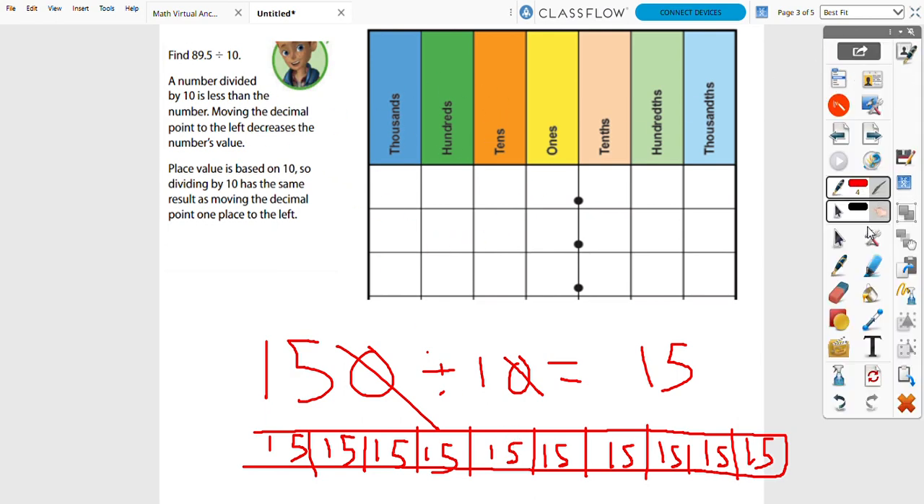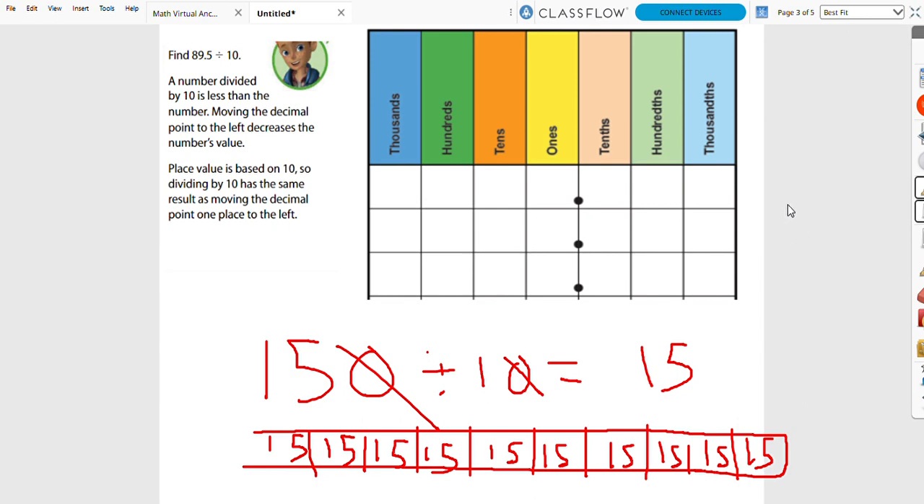I'm not always the biggest fan of red, and we're moving to blue. We have 89 and 5 tenths. I put this here because I think this is a good review to remember. This is my decimal place values: tenths, hundredths, thousandths, ones, tens, hundreds, thousands. So we have 89, 8 tens, 9 ones, and 5 tenths. And we're going to divide that by 10.